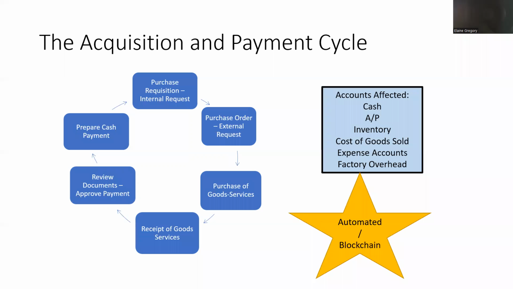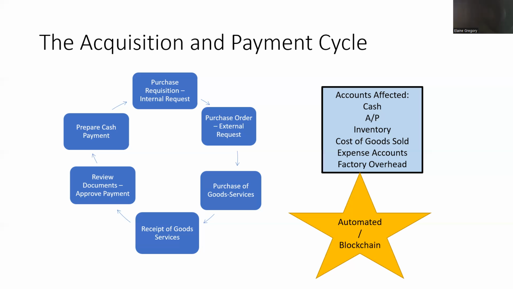We start out. Some companies use a purchase requisition, which is an internal request in the company to purchase something. And once that internal request is approved, then a purchase order is created, sometimes by the accounting department or a subset of the accounting department, such as procurement. It's also approved. The purchase order goes out to purchase the goods and services.